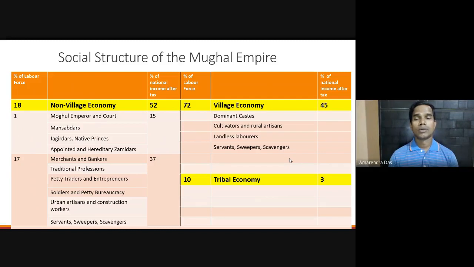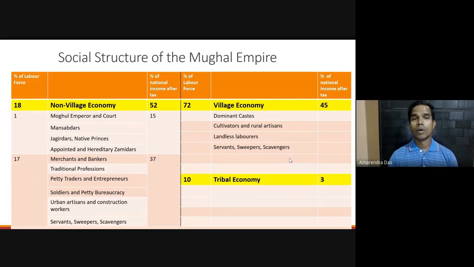On the other hand, the village economy included the dominant caste structure, cultivators and rural artisans, landless laborers, servants, sweepers, and scavengers. They constituted 72% of the population, and they contributed about 45% to the national income. The tribal population constituted 10% of the labor force, and they contributed 3% to the national income during the Mughal Empire. This is a study by Maddison.